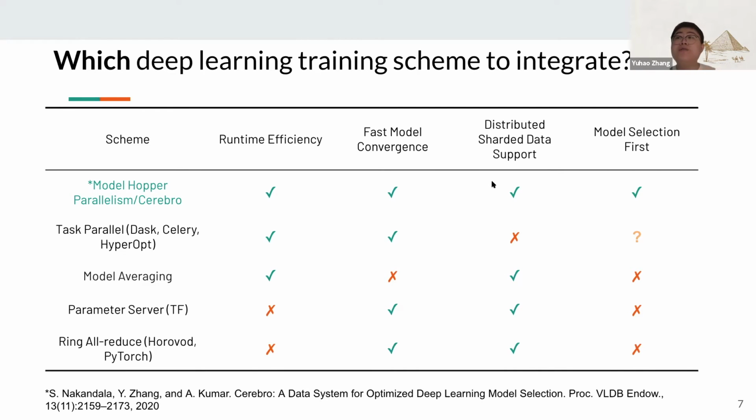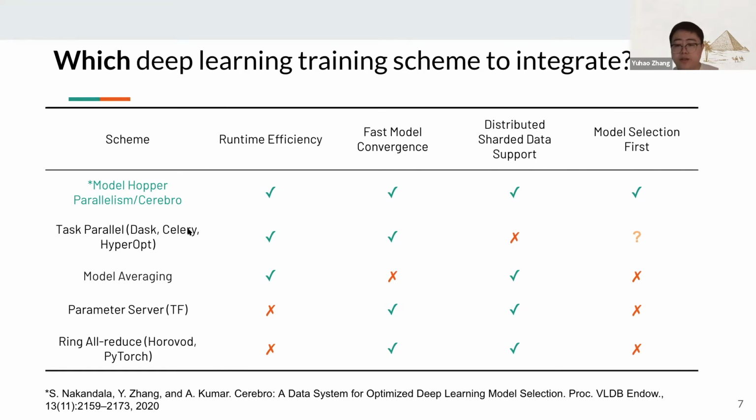It works on the sharded data setting, just like MPP databases. It offers fast model convergence. And in the end, it's also model selection first. Model selection is the process when you tune the hyperparameters and select the model architecture. It involves training multiple models at the same time. This is vital for better model accuracy.